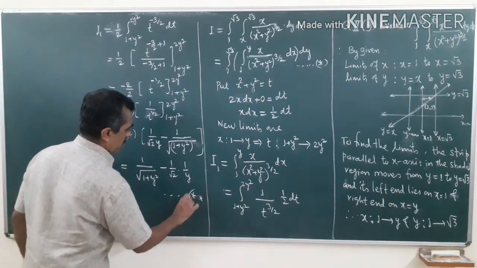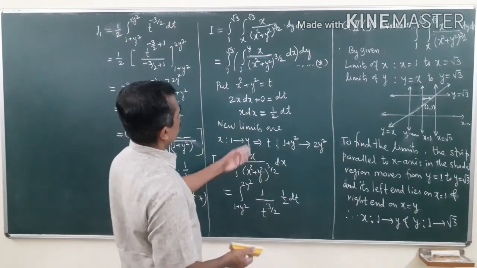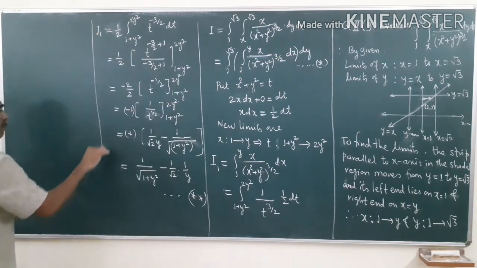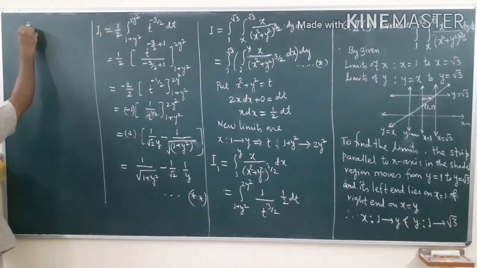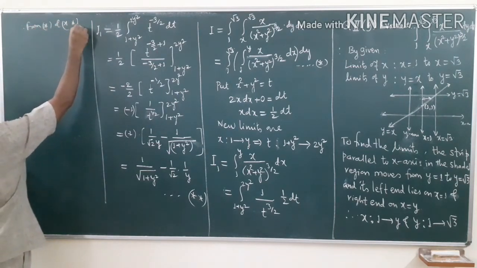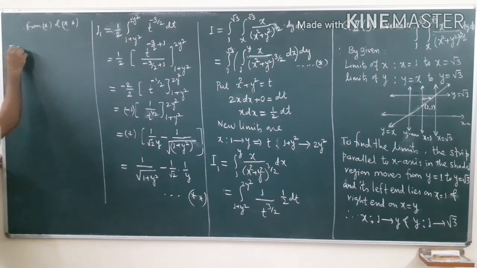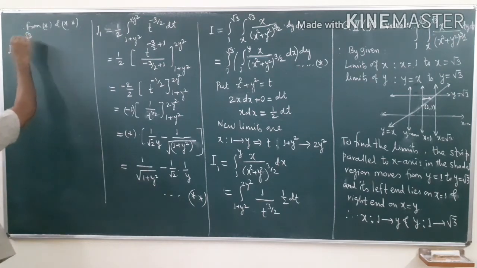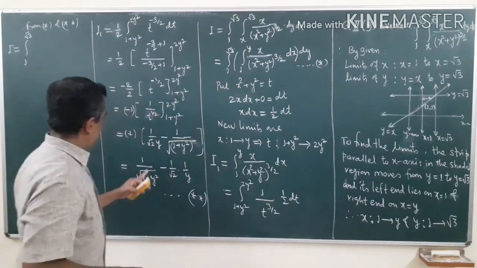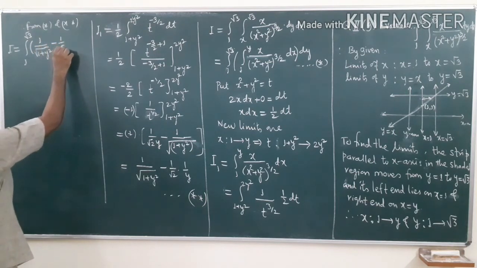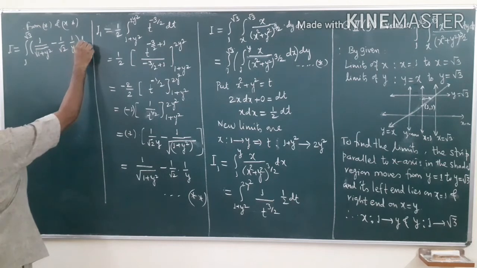Suppose this is now double star. So put the double star value of this integral in equation star. From star and double star, we have I is equal to the integral from 1 to root 3 of 1 upon under root 1 plus y square minus 1 upon root 2 into 1 upon y, dy.